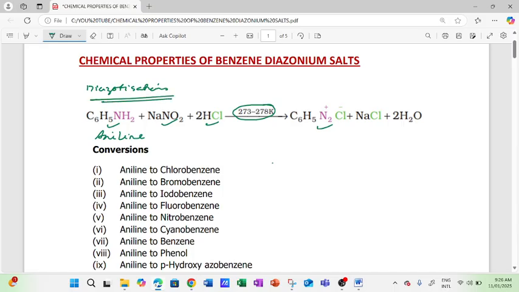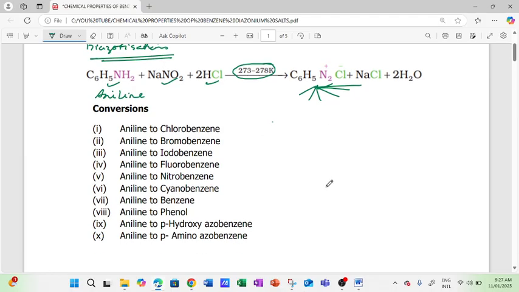The product, benzene diazonium salt, has a lot of practical applications. From this we can prepare a number of compounds like chlorobenzene, bromobenzene, iodobenzene, cyanobenzene. Many compounds can be prepared industrially from benzene diazonium chloride. So today we are going to discuss all those conversions using a very quick mind map. These are the conversions I am going to discuss: aniline to chlorobenzene, bromobenzene, iodobenzene, cyanobenzene, fluorobenzene, nitrobenzene, benzene, phenol, and some azo compounds. So let's start with those conversions.